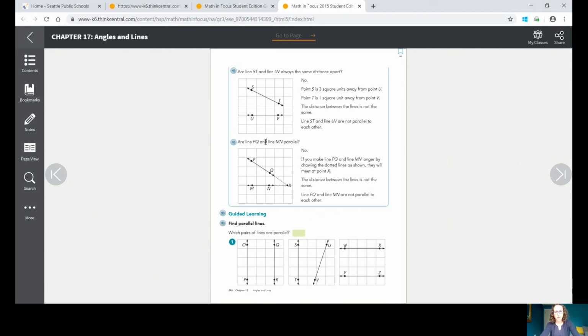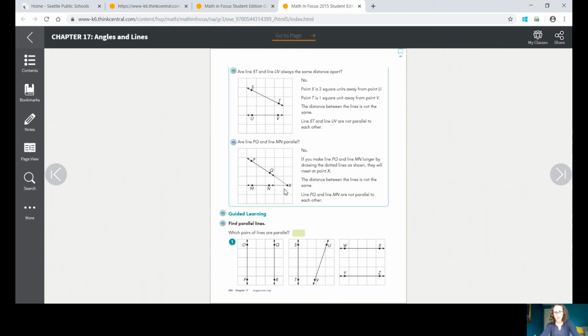All right, are line PQ and line MN parallel? No. If you make line PQ right here with these dotted lines longer by drawing along the dotted lines, then they will meet at point X.